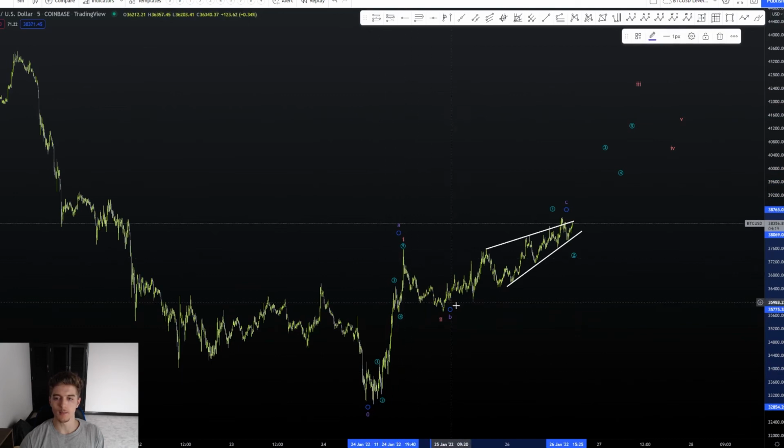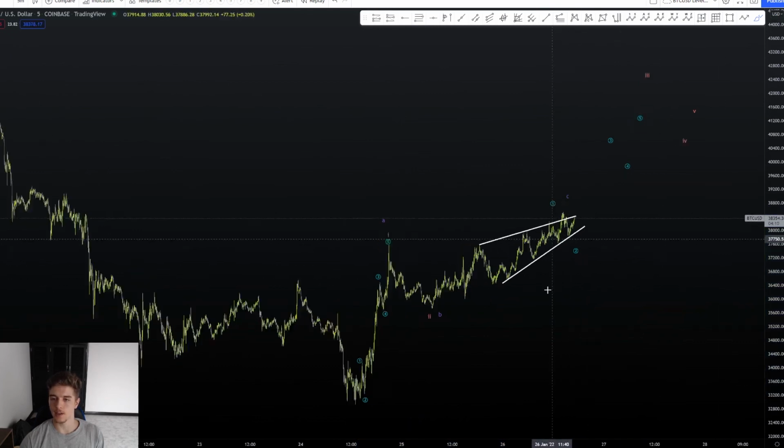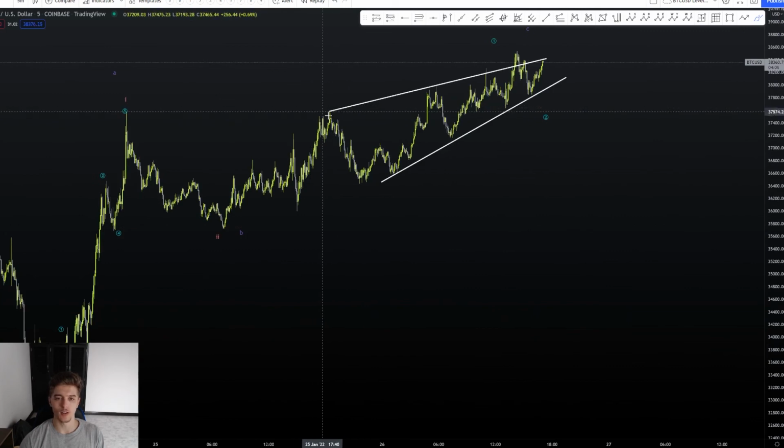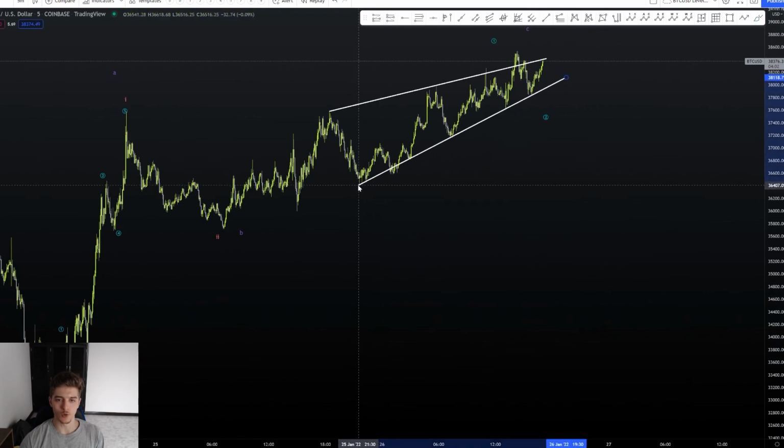So this would be an A, B, C. And then we could expect to get a pretty sizable rejection off these highs. Now the way I would count this right here would be a 1, 2, 3. So this would probably be the wave 2 ending right here. This would be an A, B, C for the wave 3, 4. And then this would all be an A, B, C for this 5th wave.